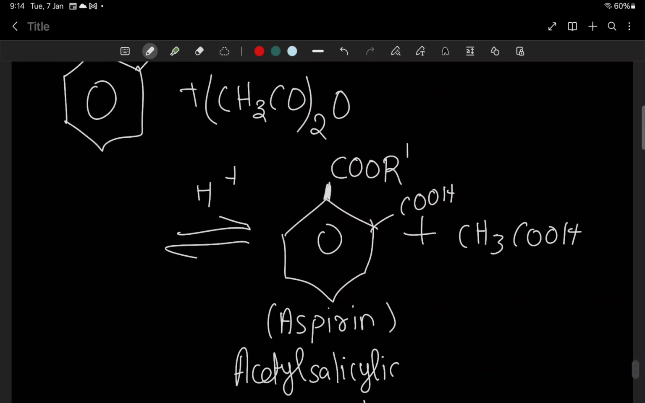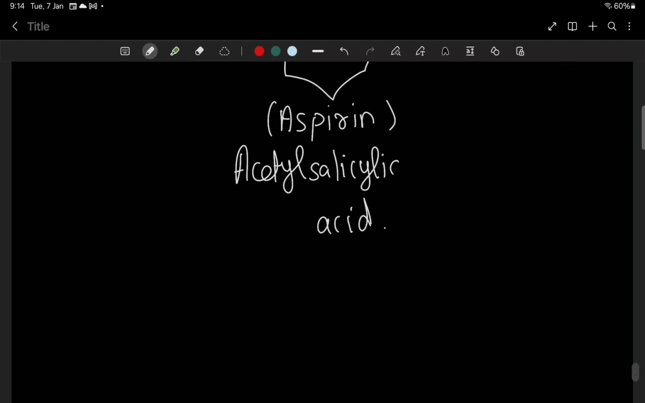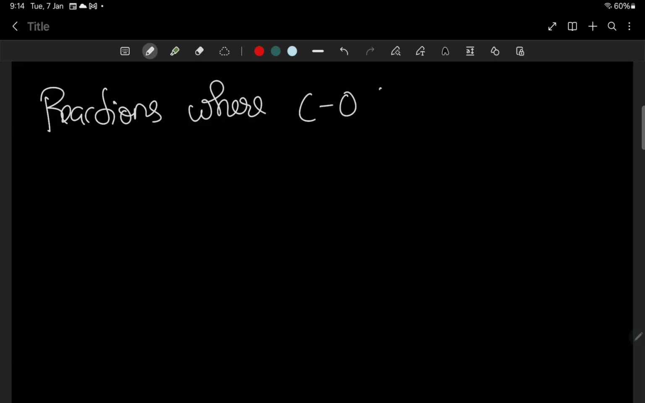Now till now we were talking about reactions where the O-H bond was cleaving. Now we are talking about some reactions where the C-O bond cleaves. Reaction with hydrogen halide. These reactions are very simple.